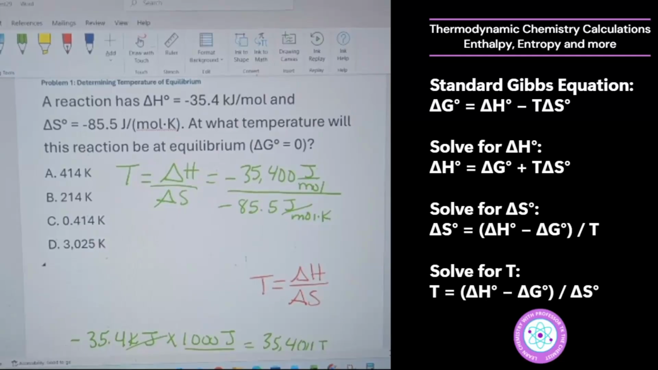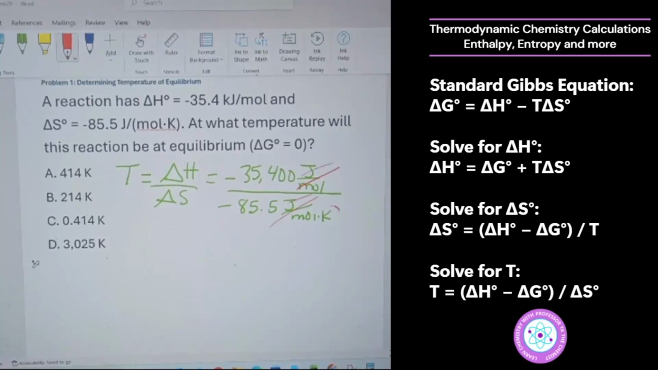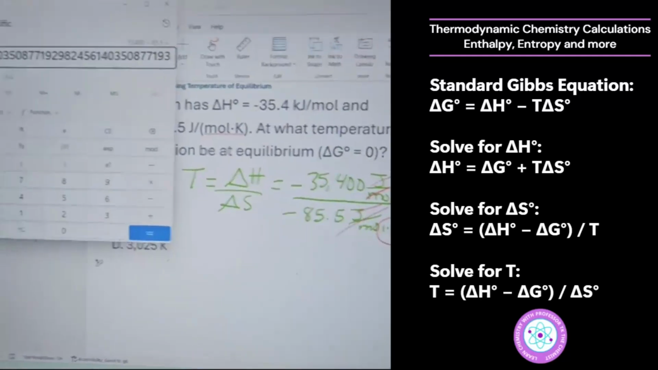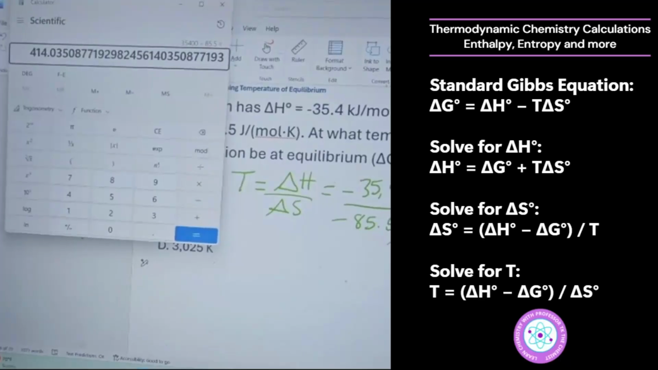Now, right here, guys, you should notice that your joules per mole are going to be what? Crossed out. They're going to be canceled out because we don't need them anymore. So therefore, you're finding your Kelvins, okay? See that? You end up with your Kelvin as being your temperature. So say 35,400 divided by 85.5, and you get 414 Kelvin. All right?